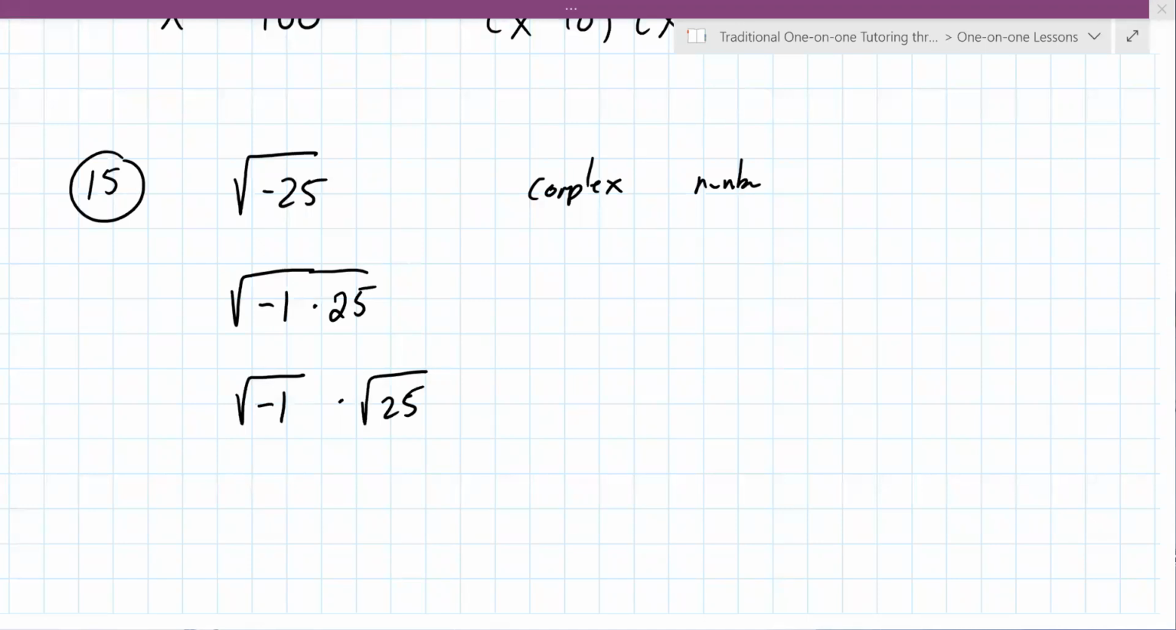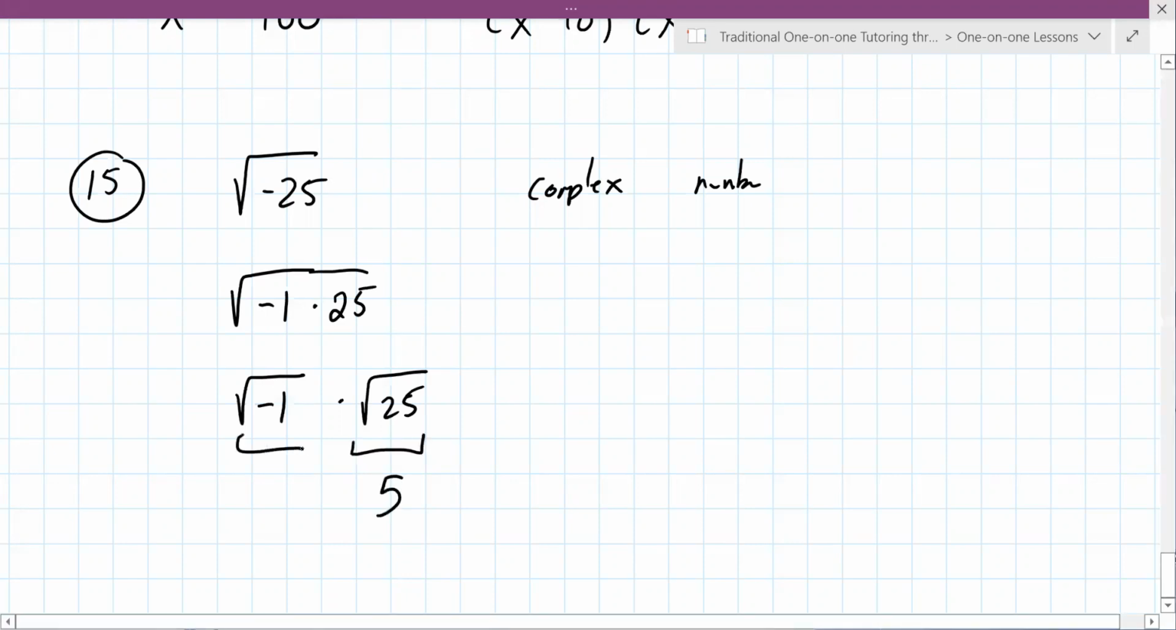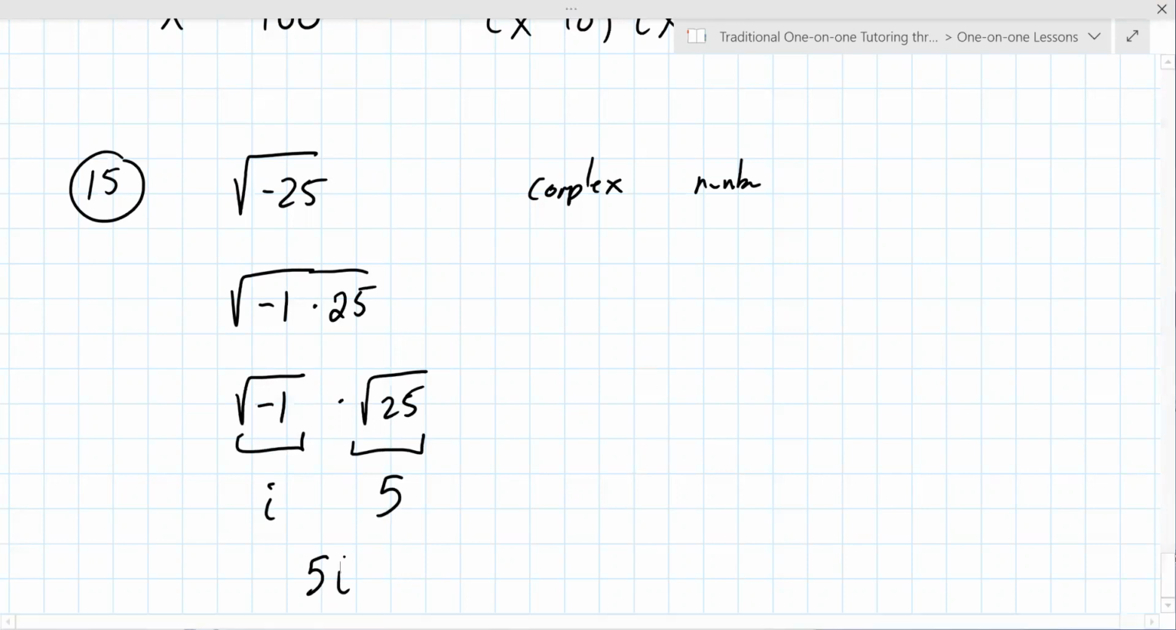So for this one, it'd be 5i? Exactly. You have to look at them separately. That's 5 and that's i. It's 5i. And don't you have to put plus or minus before every single one of them? No, not here. There are situations where that is the case, but these are less complicated than that.